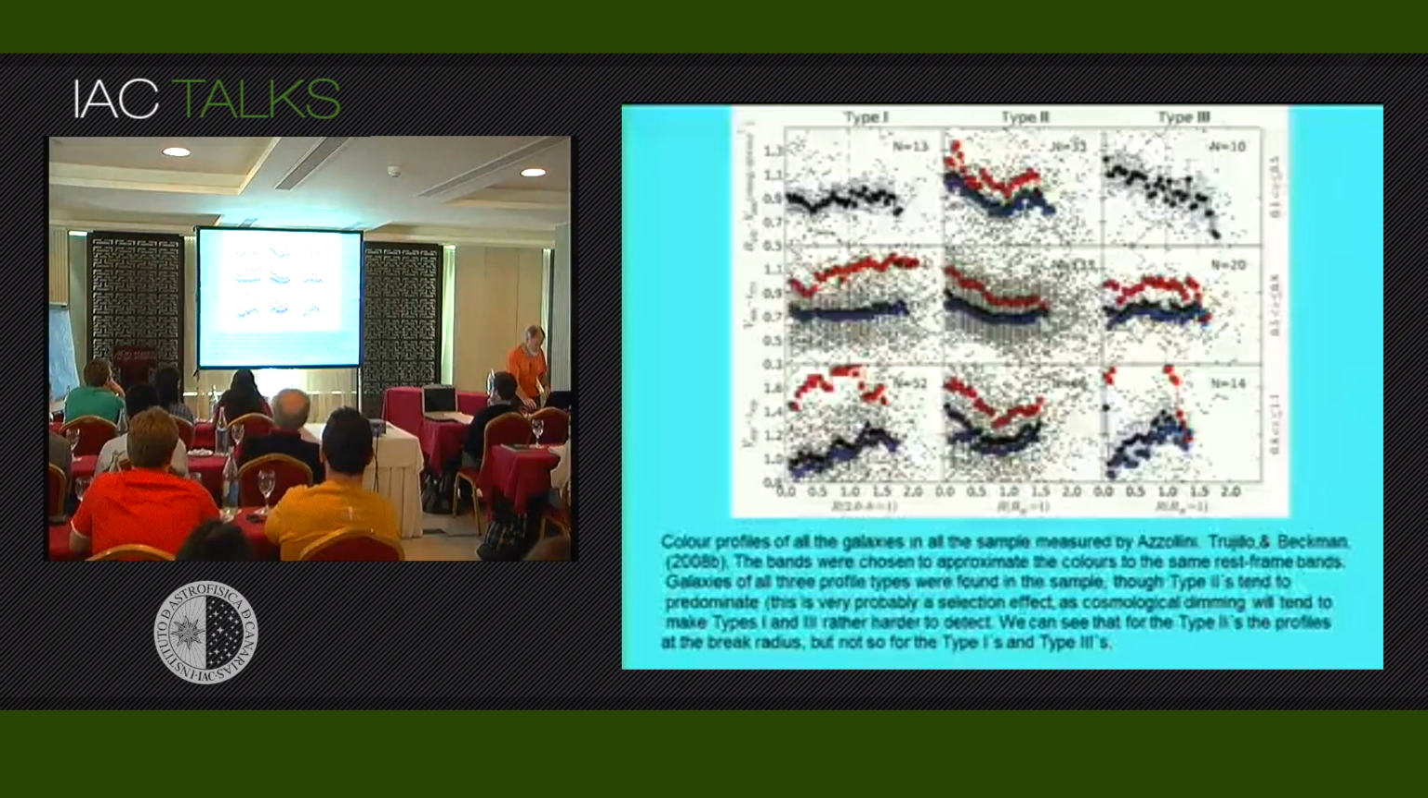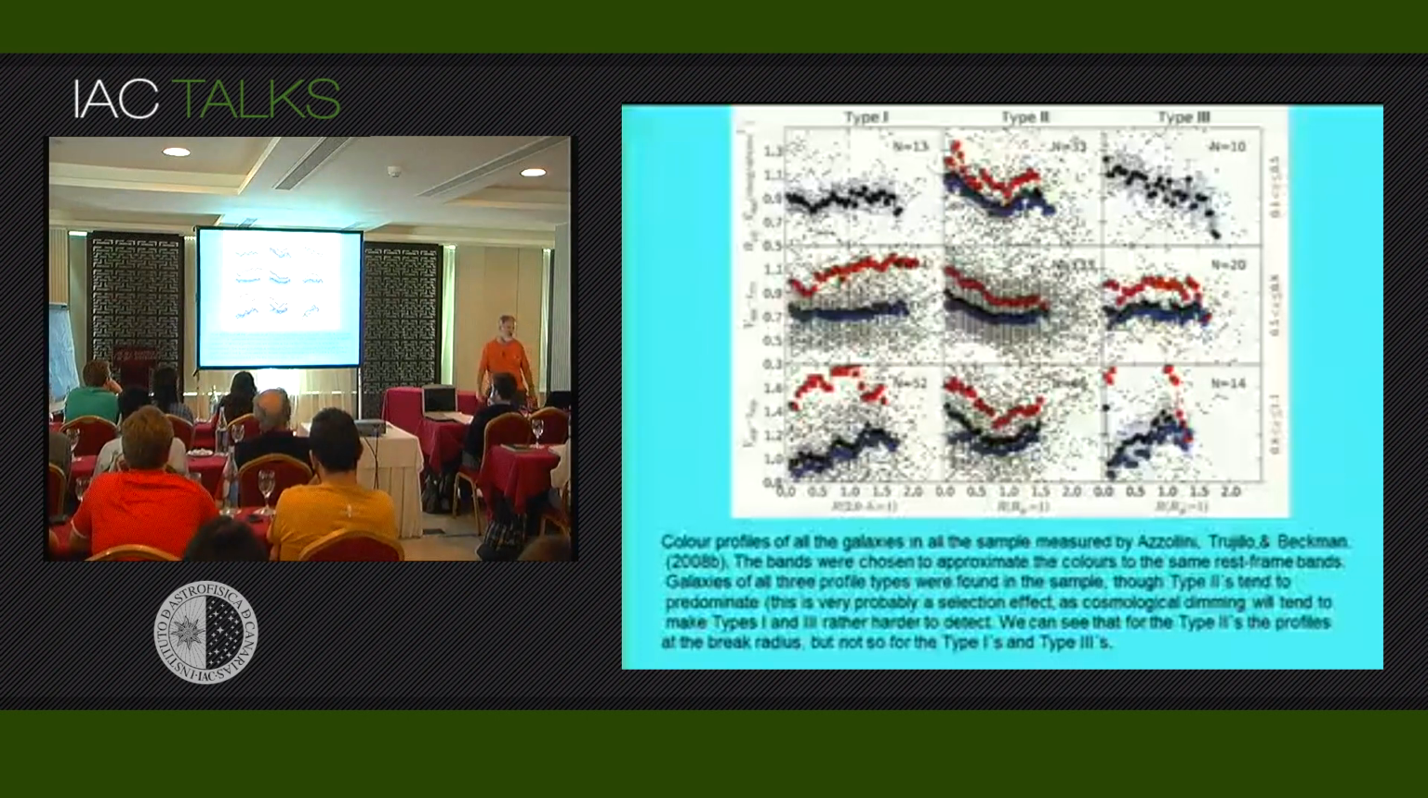Why has this happened? Well, these are some more details, including some of his own sketches. These are color, and then also color profiles of the galaxies in the same sample. And this comes from Tolini, Trujillo, and Beckman, 2008. The bands were chosen to approximate the colors in the rest frame band. So obviously, we had to use the best colors we could, the nearest we could.